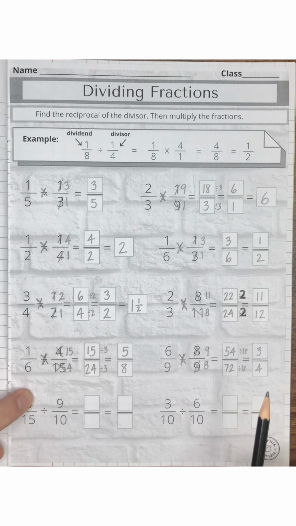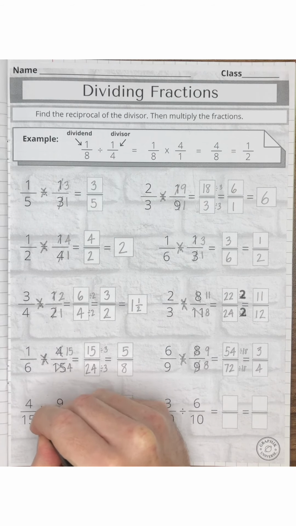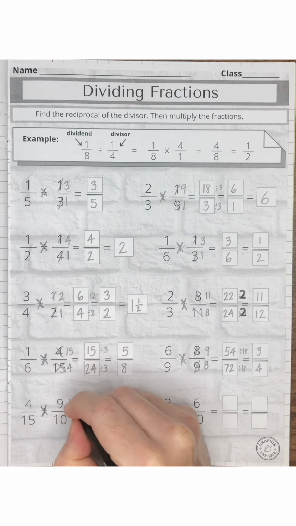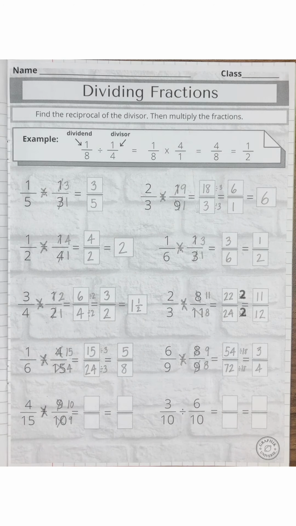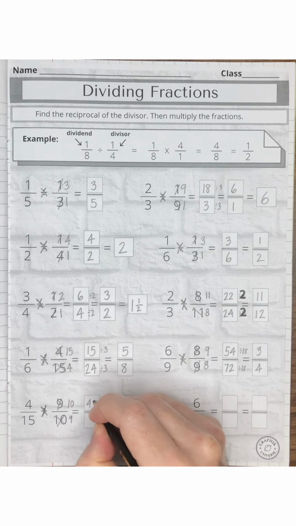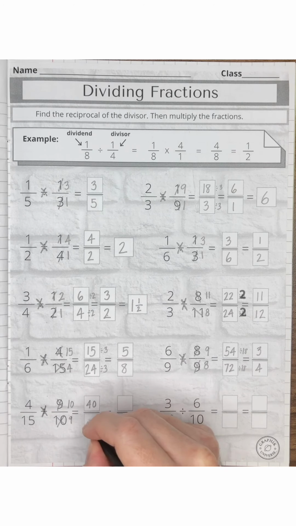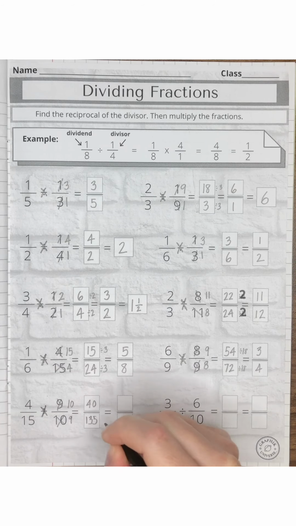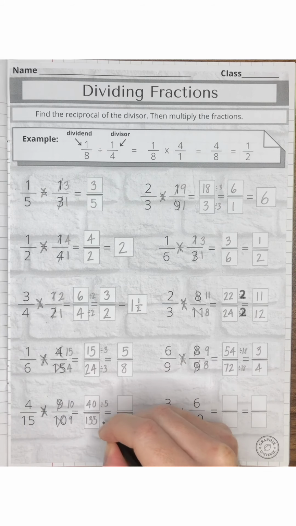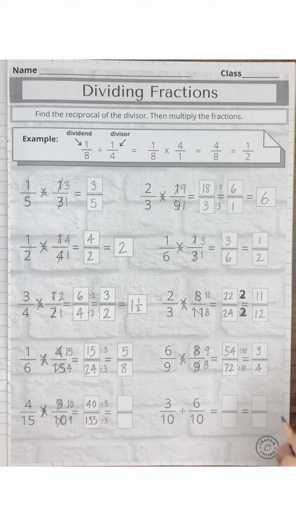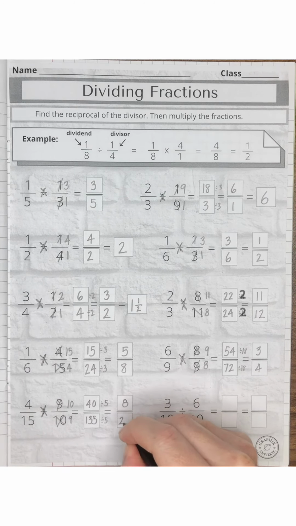Number 9. 4/15 divided by 9/10. Change the operation to multiplication. Inverse the divisor and multiply. 4 times 10 is 40. 15 times 9 is 135. We can find the greatest common factor of 5 for a simplified fraction of 8/27.